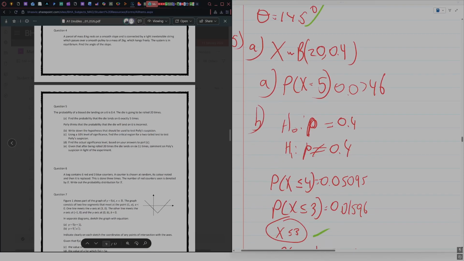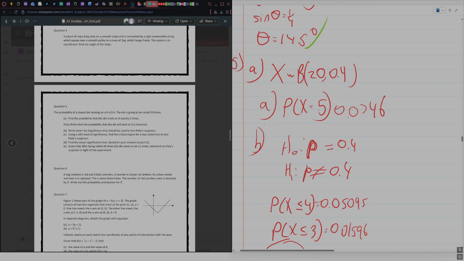Next, we got some binomial stuff. I think one of the first hypothesis tests we found in the assignment. So we have this binomial distribution. You do exactly 5 times, so it's just P of X equals 5. Next, it kind of deconstructs a hypothesis test here.